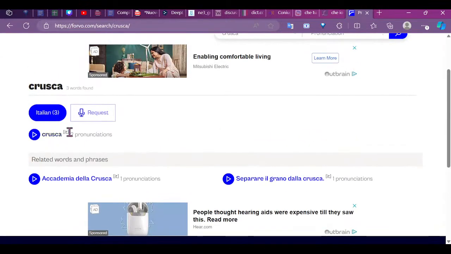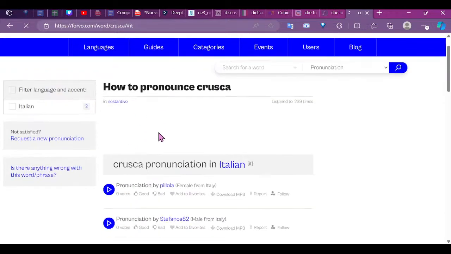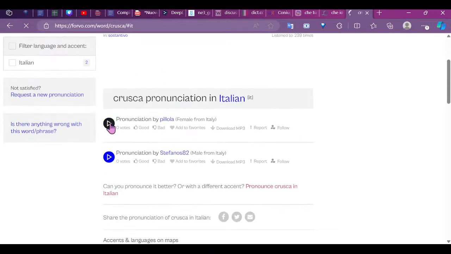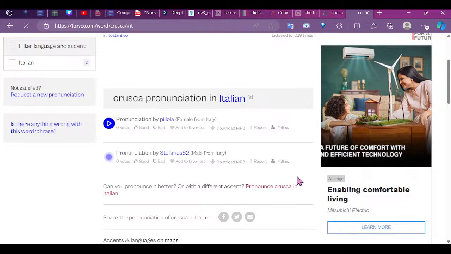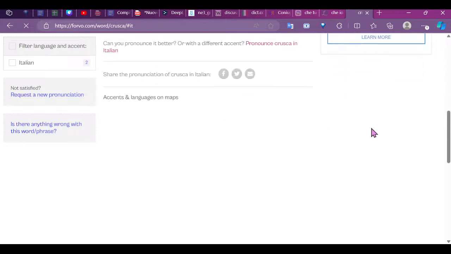Oh, there's only... Okay. Well, with some words and... Yeah, if you click on the word, then you can find... Ah, see? Here you have two different people who recorded their pronunciation. Kruska. Great.